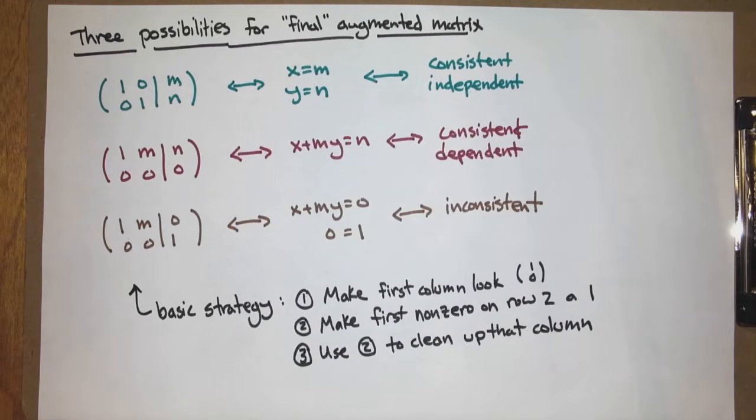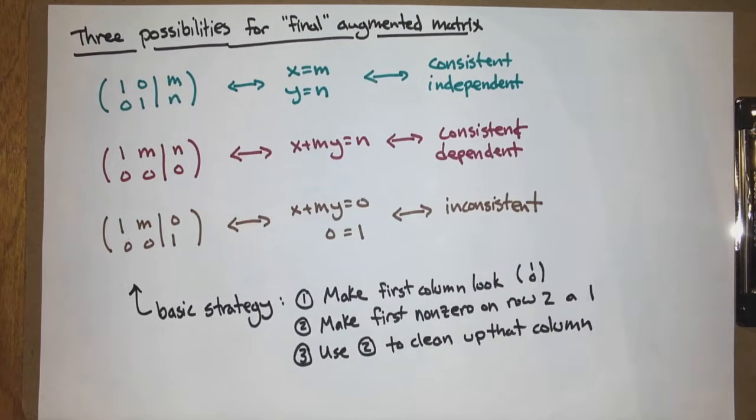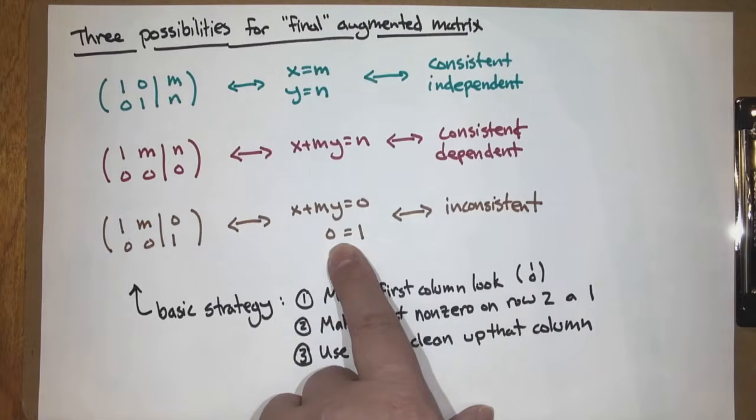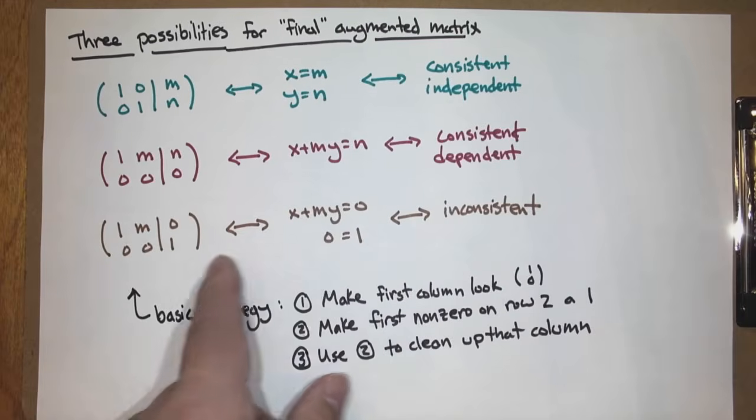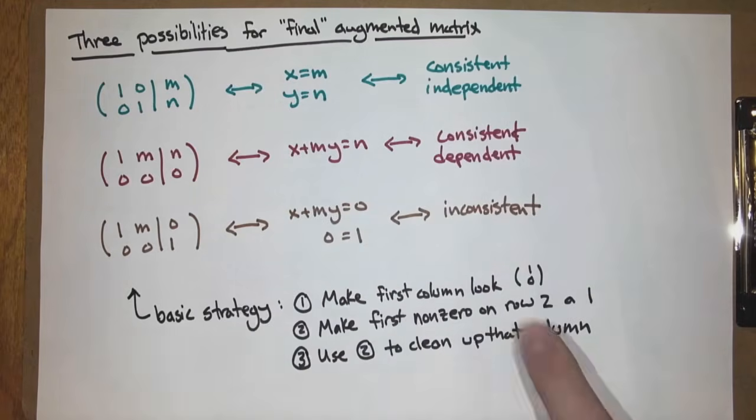You might knock a row out entirely and get all zeros. That's okay. In that case, you reduce down to something where you have a solution, but you actually have infinitely many solutions, and we call that dependent. And the third thing that can happen is perhaps you get to the case where you get a zero equals a non-zero. Usually we don't go all the way down, but we can spot it before we get there. If we see a zero equals a non-zero, that means inconsistent.